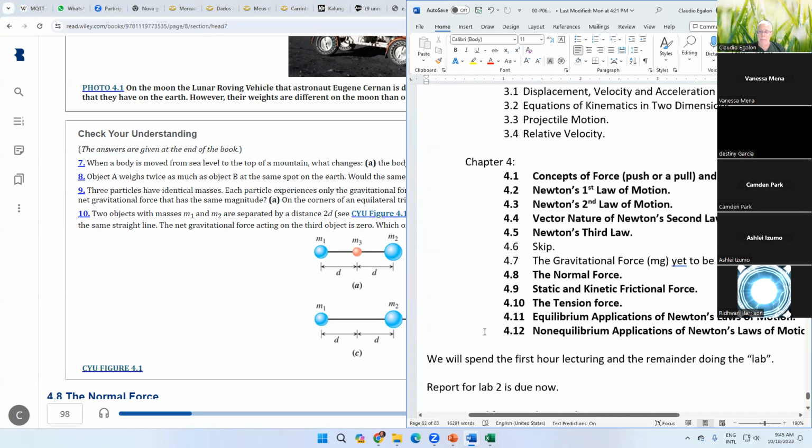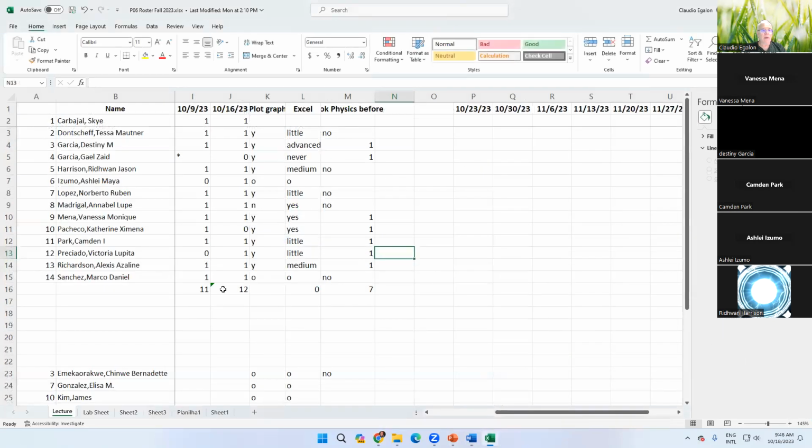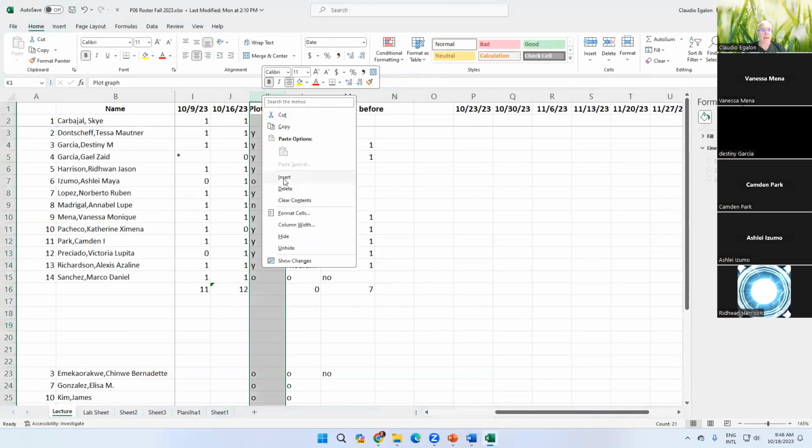Let me go right in here. Gravitational force. And I want to take attendance right now, and we can have our break.